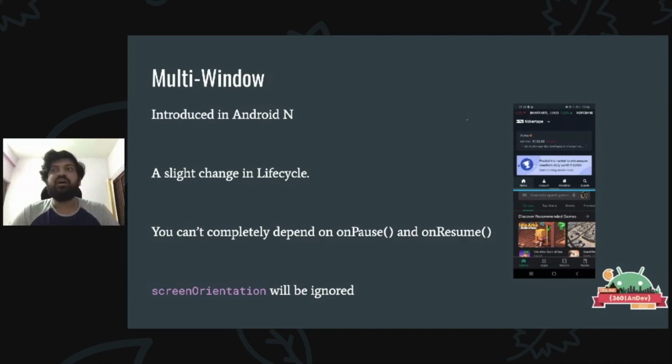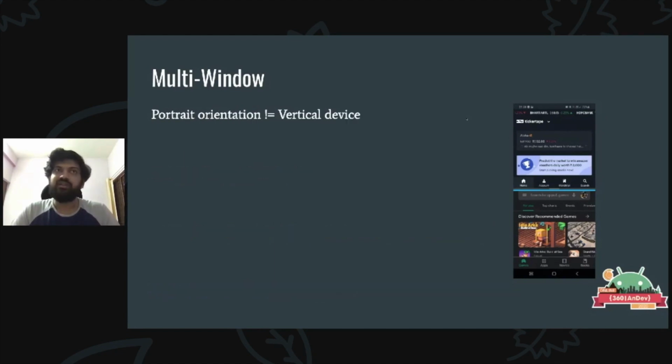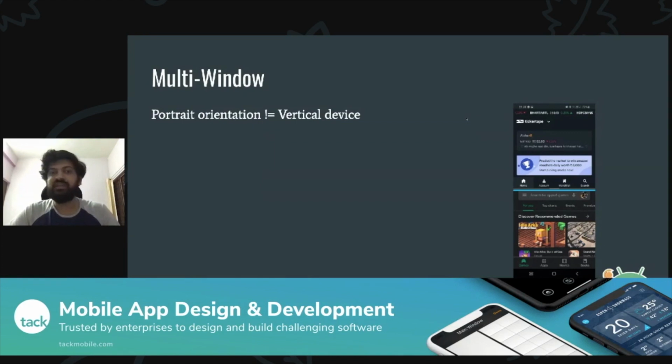modes, your different resources, dimensions. And it's very important to remember that portrait orientation doesn't necessarily mean vertical device. This becomes especially important in case of multi-window. So what this means is that just because your device is in a vertical orientation, it doesn't mean that your app will be in its portrait orientation.